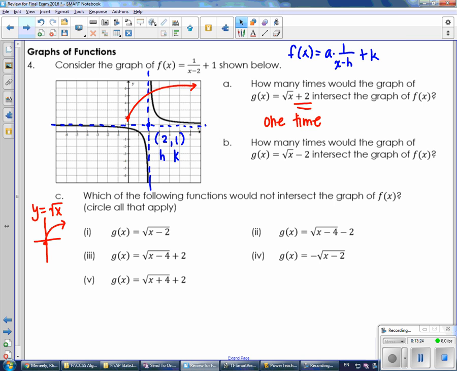Let me try a different color. So in letter B, now we're looking at the square root of x minus 2. So again, I'm going to take my parent function, but this time I'm going to shift it down 2 units. And when I do that, how many times does it cross the graph? Because the graph has 2 parts to it, I have to consider every single time the square root of x minus 2 crosses f of x. And I can see very clearly that it crosses 2 times.